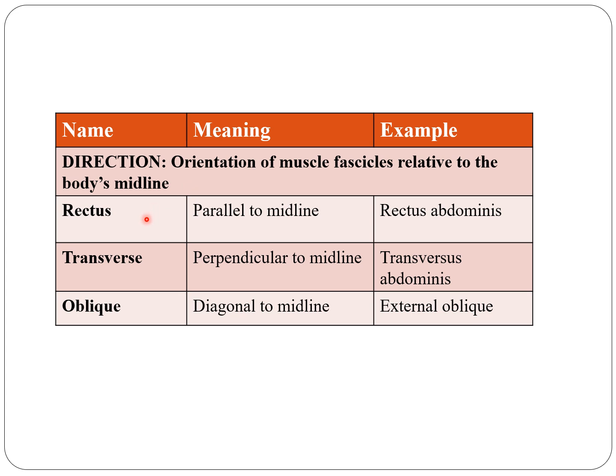For example, rectus. Rectus means parallel to midline. Example of the muscle is rectus abdominis. The next is transverse. Transverse indicates perpendicular to midline. Example of the muscle is transverse abdominis. Oblique indicates diagonal to midline. So rectus means parallel to midline, transverse means perpendicular to midline, and oblique means diagonal to midline. Example of the muscle is external oblique.